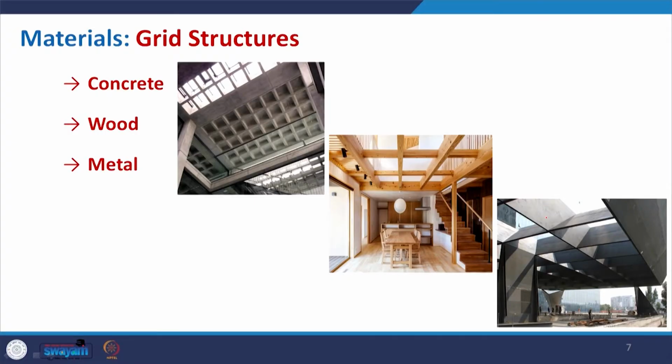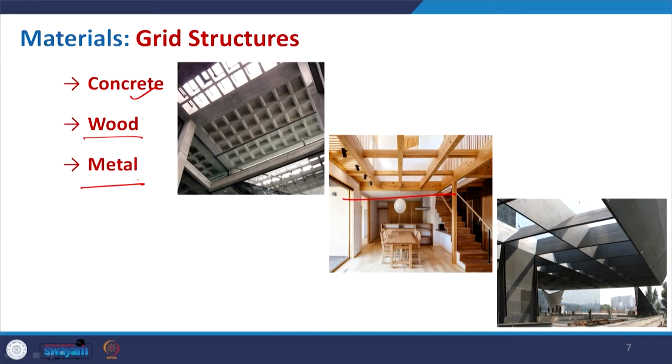Now, coming to the materials to be used for the grid, I have already mentioned that RCC, reinforced cement concrete, can be used. Wood can also be used to make some structures, especially in interiors. It will make something structurally stable as well as aesthetically pleasant. And metal grid is also used for industrial projects, as well as in some office buildings or shopping malls, where they have used this kind of structure.